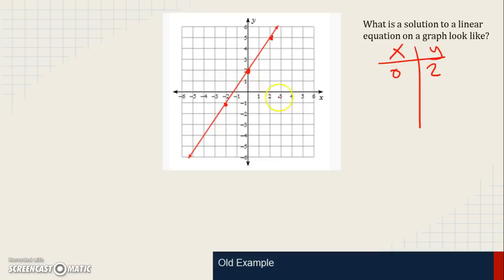So this point is 1 on the x-axis, and 1, 2, 3, 4, 5 on the y-axis. That's a solution. Negative 2 on the x-axis, negative 1 on the y-axis, that's a solution. And then all these other points in here, these are also solutions. They're a little trickier to write because we don't have an exact value. I mean, that looks like it might be half. So negative 1/2.